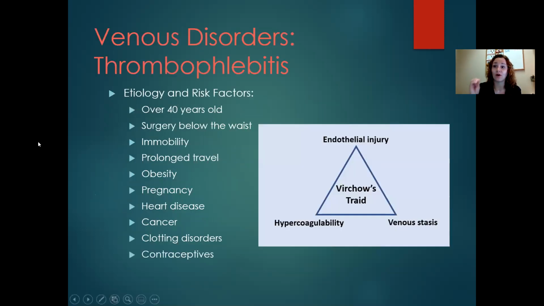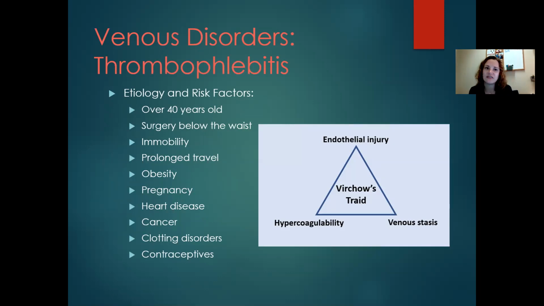So that was all for our arterial disorders. Now we're going to move into venous disorders. So the first thing we're going to talk about is thrombophlebitis, also known as venous thromboembolism, or VTE, or DVT for deep vein thrombosis. They all mean the same thing. It's a clot in an extremity vessel.